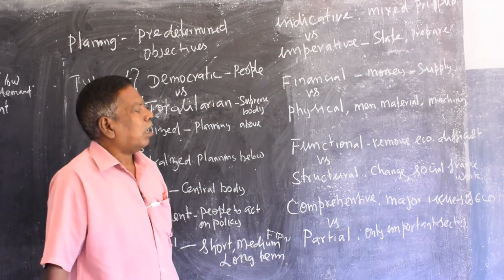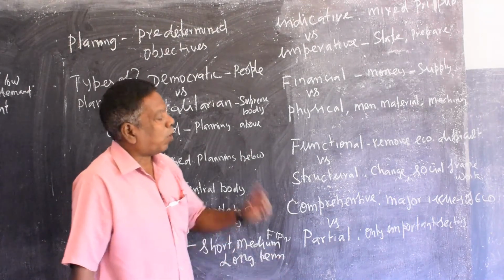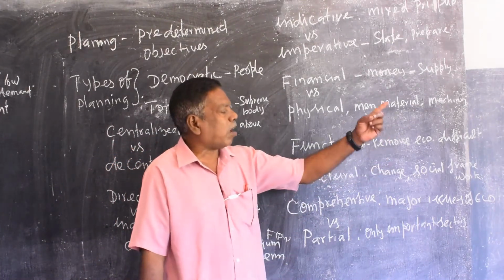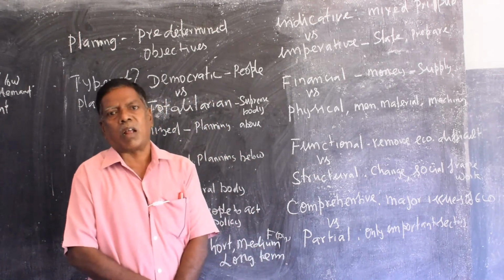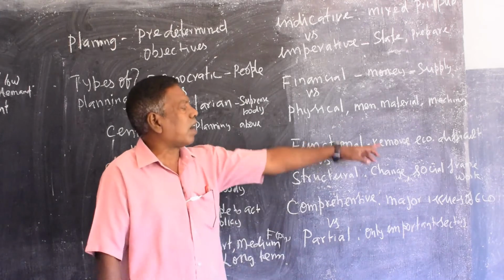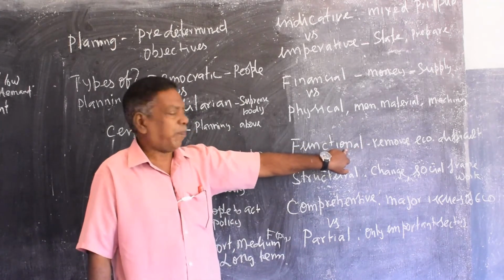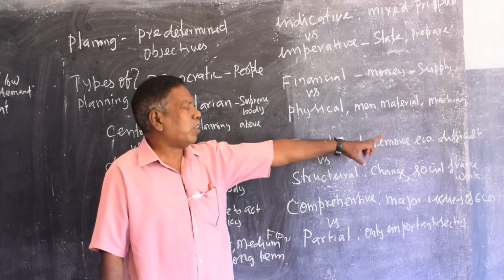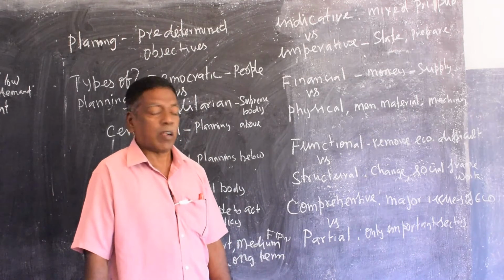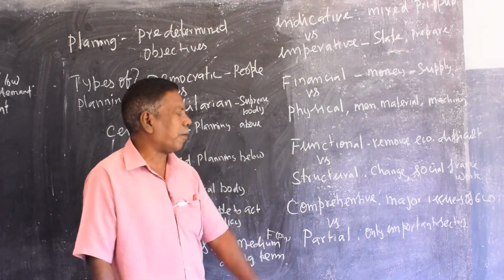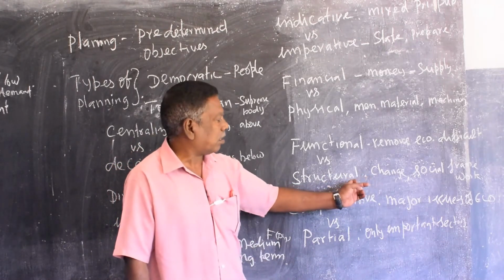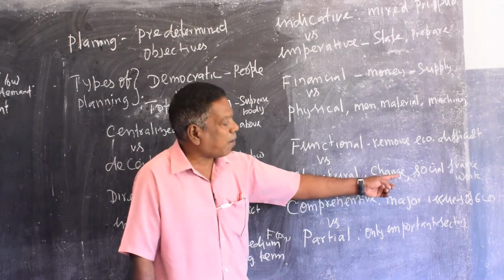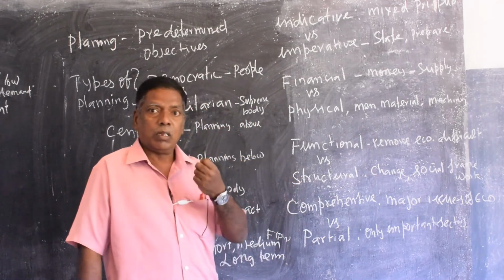And functional. Under functional, we have only one term: remove the economic difficulties within the economy. So it is a plan that comes to remove the economic obstacles in the economy. That is functional. Remove the economic difficulties of an economy, that is functional planning. And structural changes. And structural changes happen in the social framework.